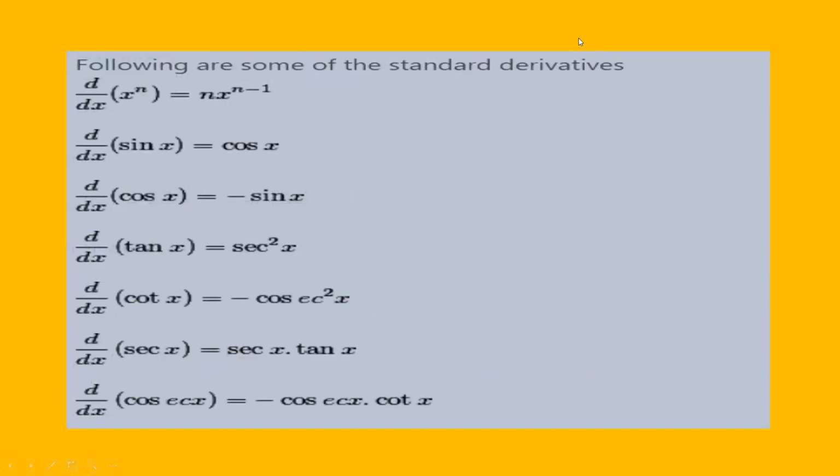Now next topic: let us study the standard derivative formulas. Derivative of x^n equals n x^(n-1). Derivative of sin x equals cos x. Derivative of cos x equals minus sin x. Derivative of tan x equals sec square x. Derivative of cot x equals minus cosec square x. Derivative of sec x equals sec x tan x. Derivative of cosec x equals minus cosec x cot x.